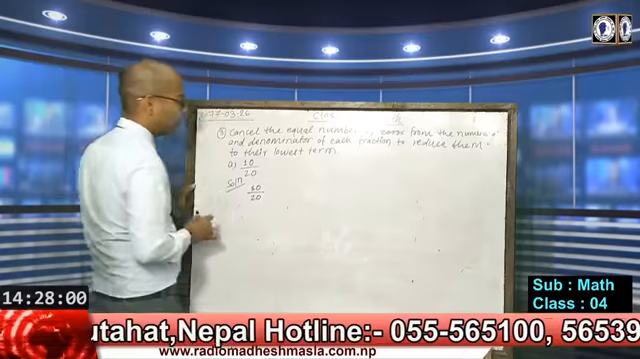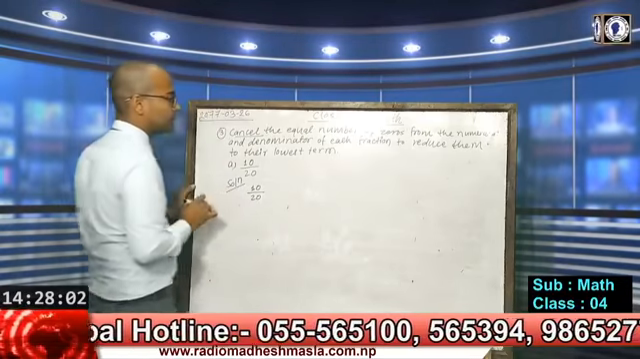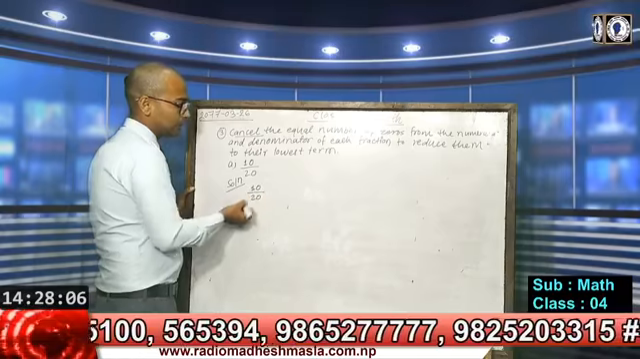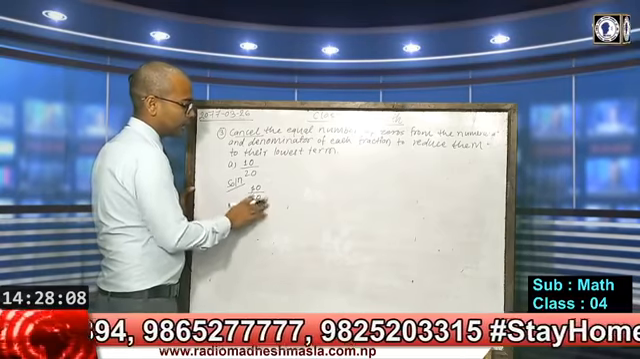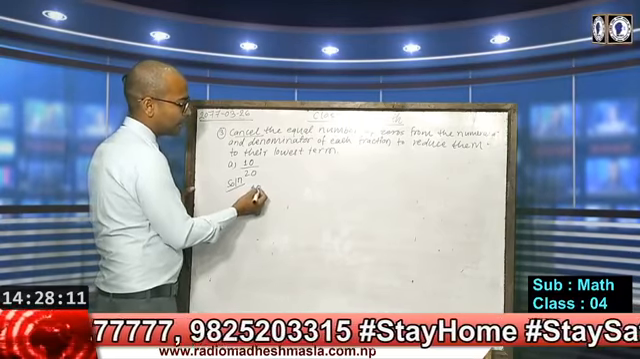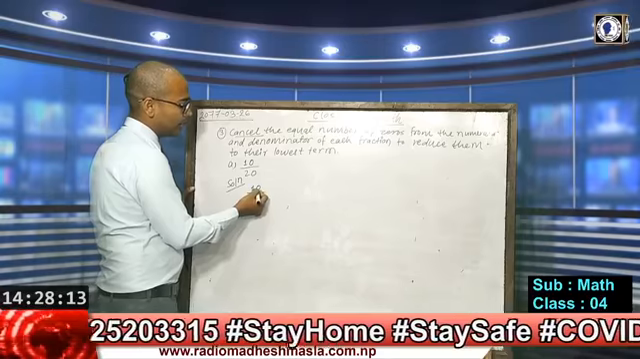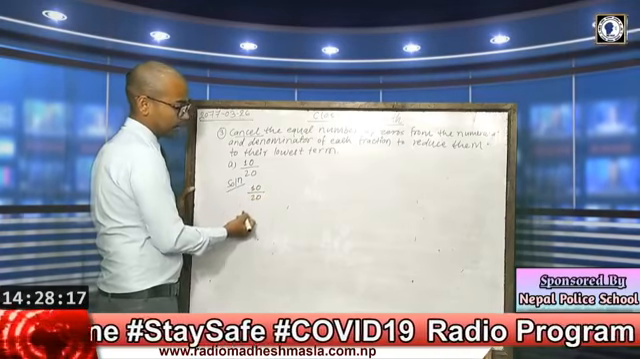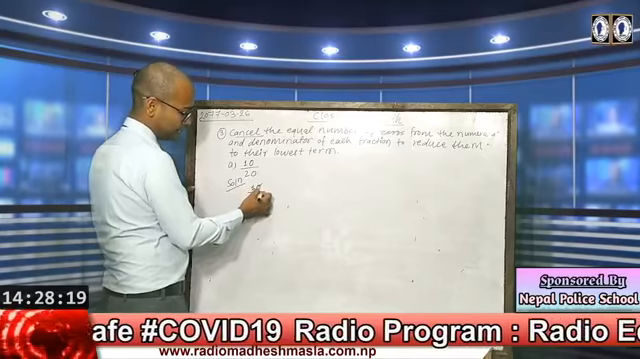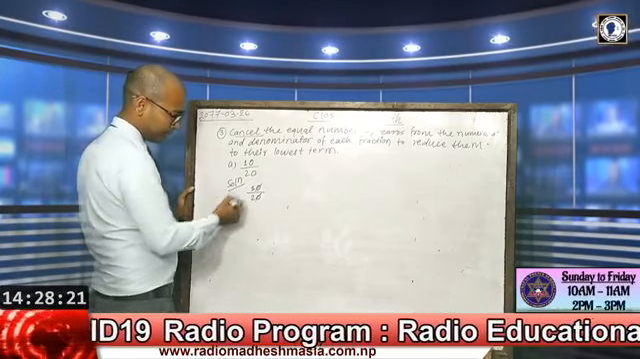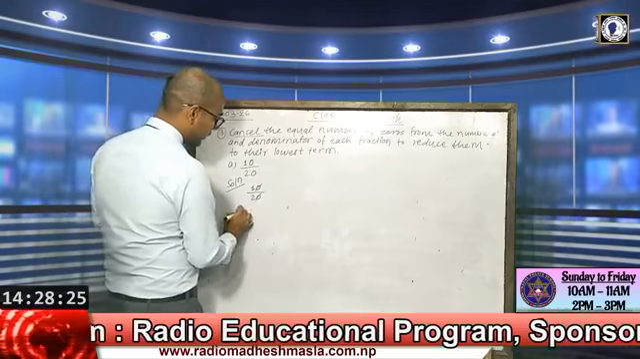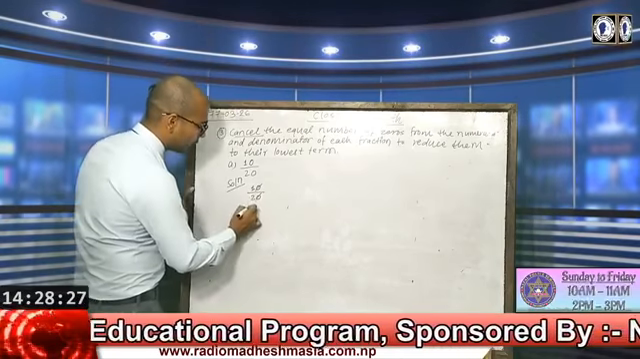First, we cancel the equal number of zeros. In the numerator there is one zero, and in the denominator also there is 1 zero. So we can cancel both zeros because they are the same number of zeros, and then what will we get? We will get 1 by 2.